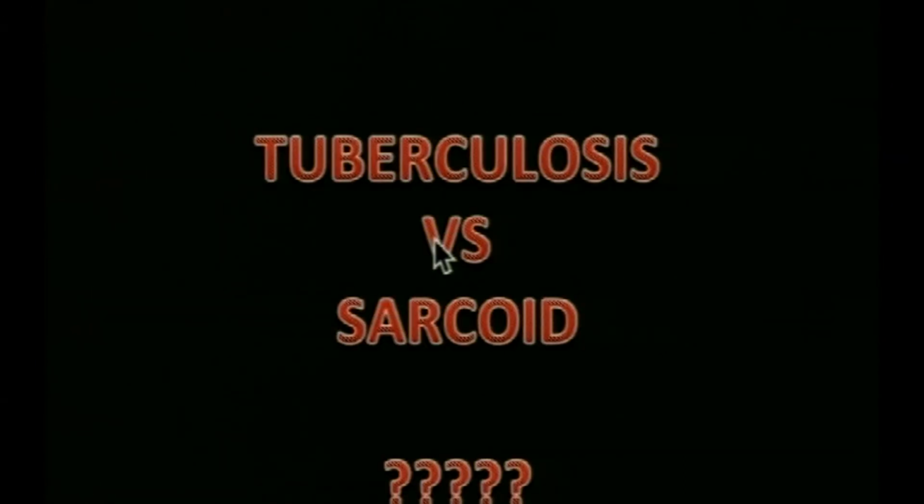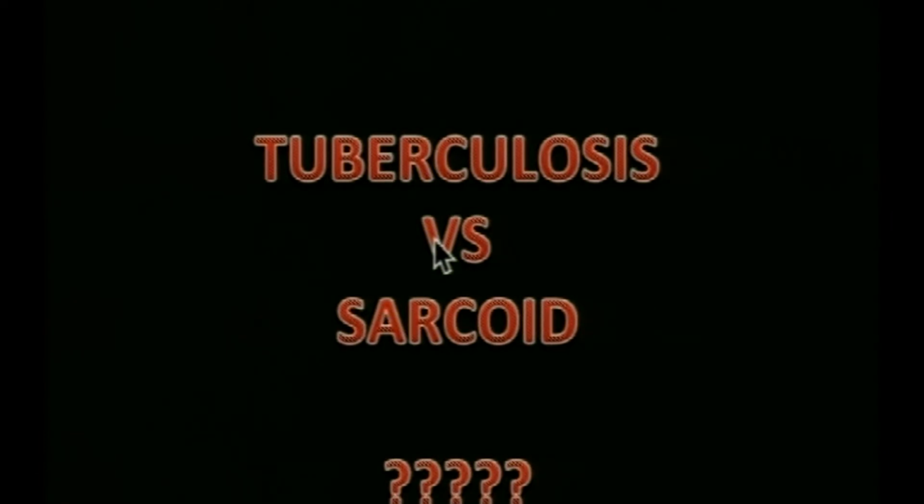So quite often when I get a request from the uveitis department, they always ask me whether it is TB or sarcoid. Unless the finding is very typical, it is very difficult for a radiologist to pinpoint and say, yes, this is TB or this is sarcoid, because there is a considerable overlap.